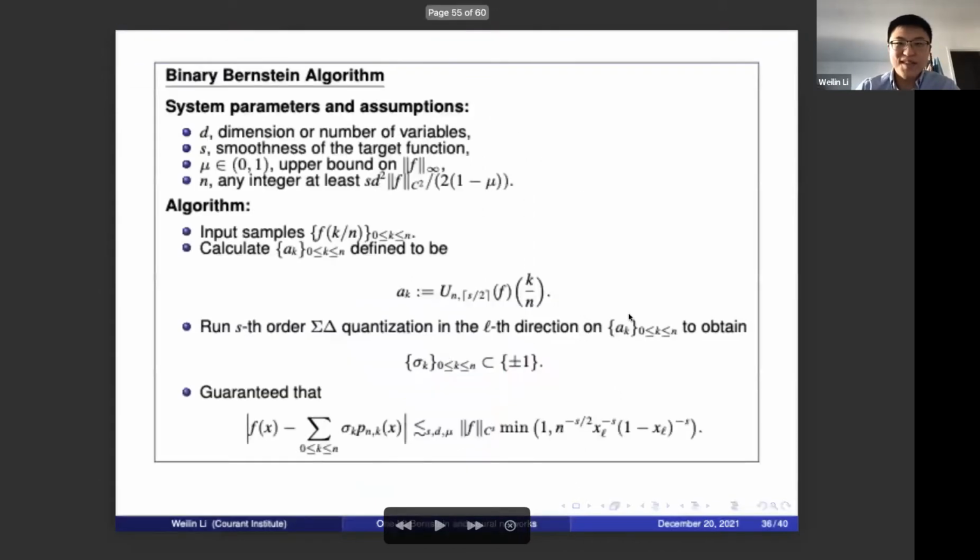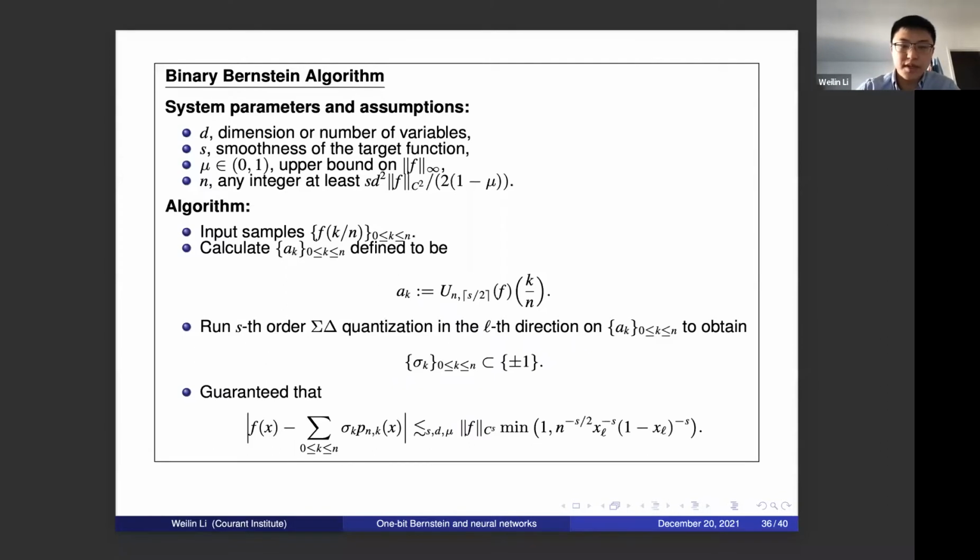But anyways, like I said, all of our results are constructive. So I can actually calculate these A's and the sigmas used in this approximation. And in fact, all you need to know are f at these lattice points. You give me f at these lattice points, I can calculate the A's and the sigmas, and there's this approximation guarantee down here.